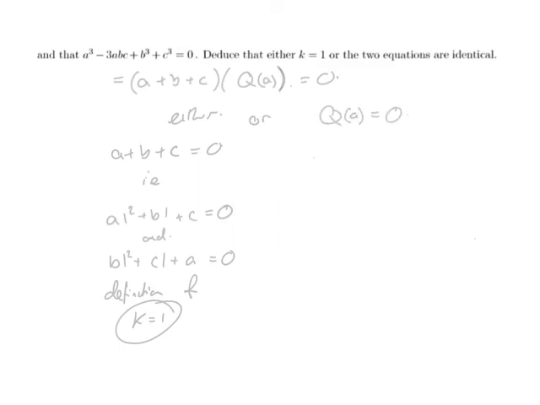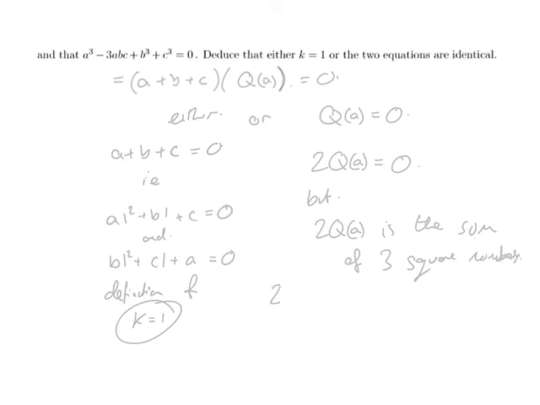So either that's true, or the root lies in the other factor. Q of a equals 0. Well, if q of a equals 0, then 2q of a equals 0. However, we showed at the beginning that 2q of a is the sum of 3 squares. In fact, we showed what they were. Right, there's no factor of 2. They were a minus b squared, a minus c squared, and b minus c squared.